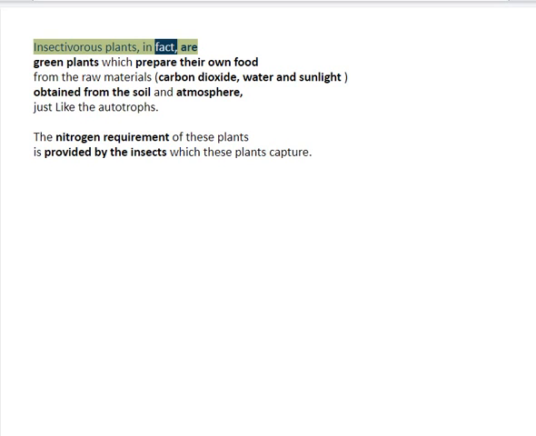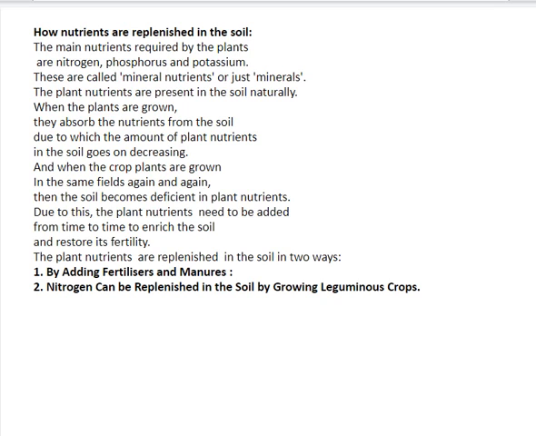Insectivorous plants, in fact, are green plants which prepare their own food from the raw materials, carbon dioxide, water and sunlight, obtained from the soil and atmosphere, just like the autotrophs. The nitrogen requirement of these plants is provided by the insects which these plants capture.